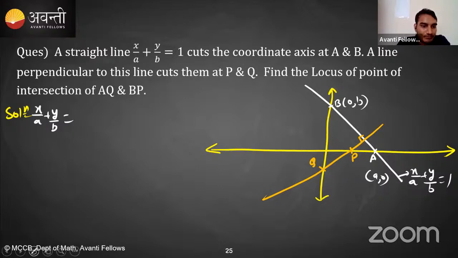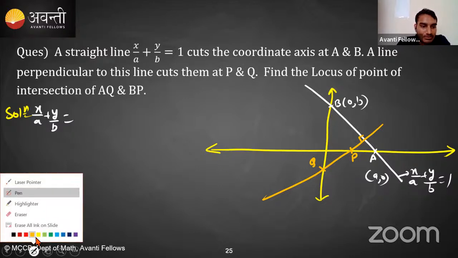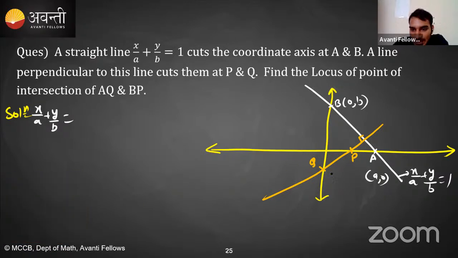Okay. Is this clear? Question is clear or not? Tell me. So AQ आ गया, AQ and BP. So इनका जो point of intersection होगा, we have to find the locus of that. Okay. So पहले तो BP बाद में बनाएंगे. So students, everybody understand this question?